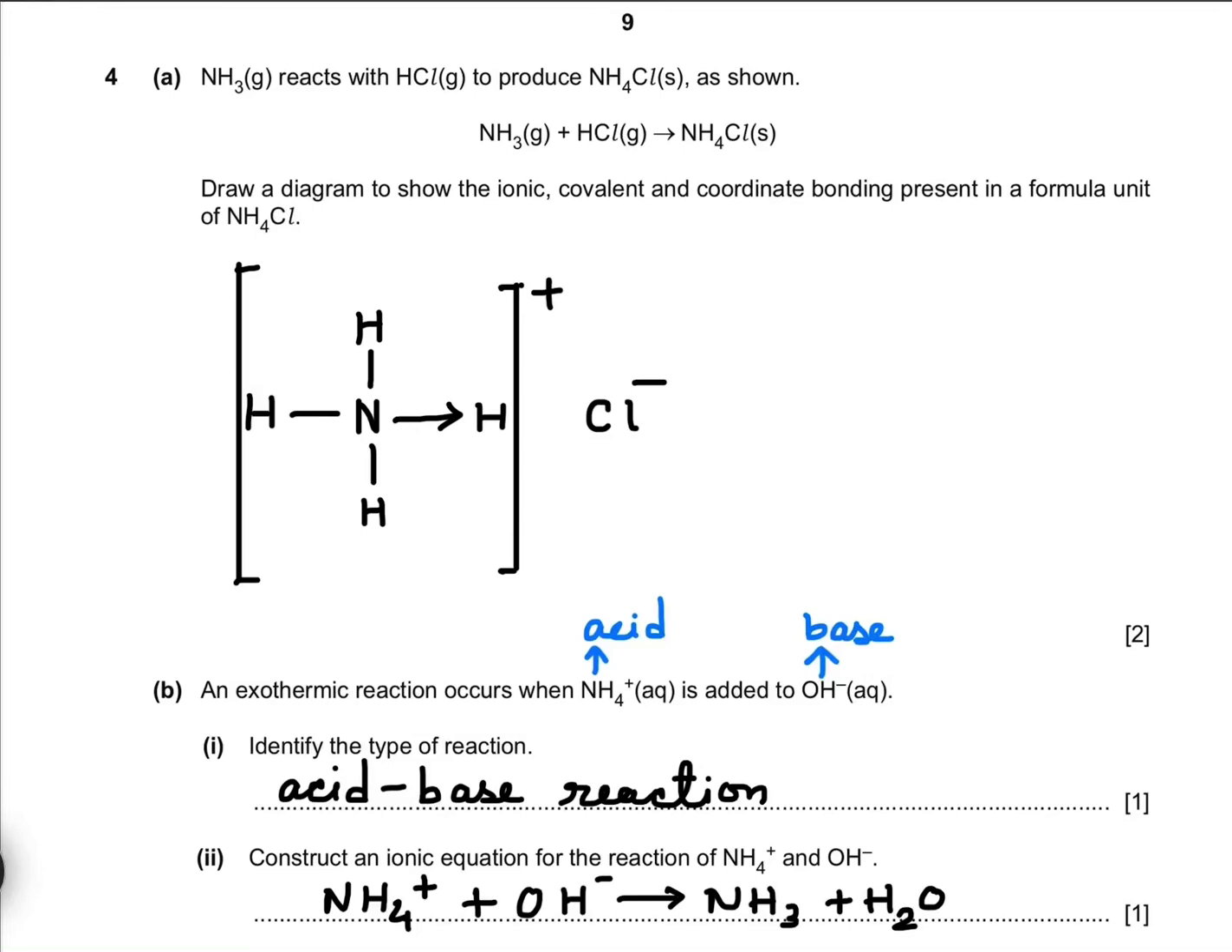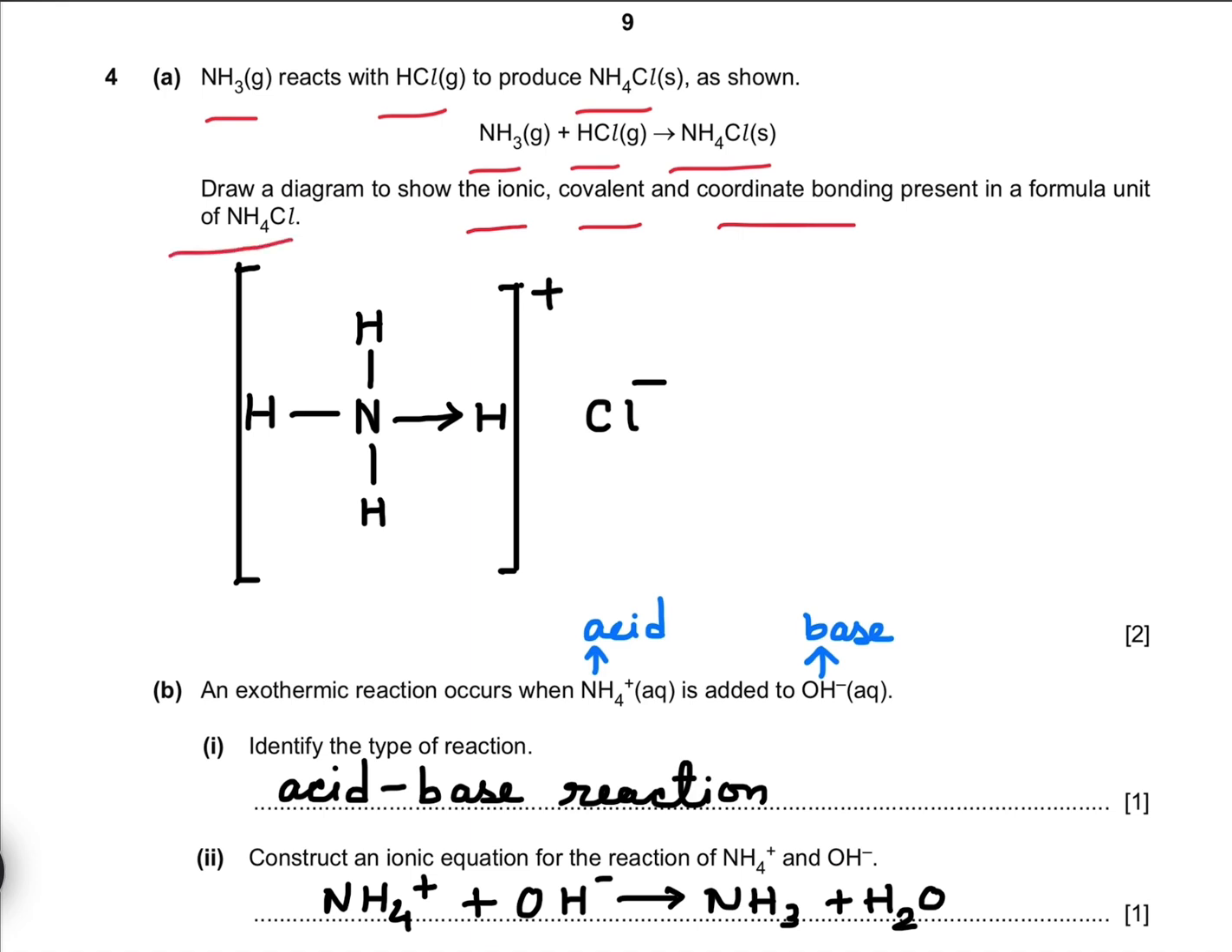Question 4. A. Ammonia gas reacts with HCl gas to produce NH4Cl solid, ammonium chloride. As shown, ammonia plus hydrogen chloride is giving ammonium chloride solid. Draw a diagram to show the ionic, covalent and coordinate bonding present in a formula unit of ammonium chloride.